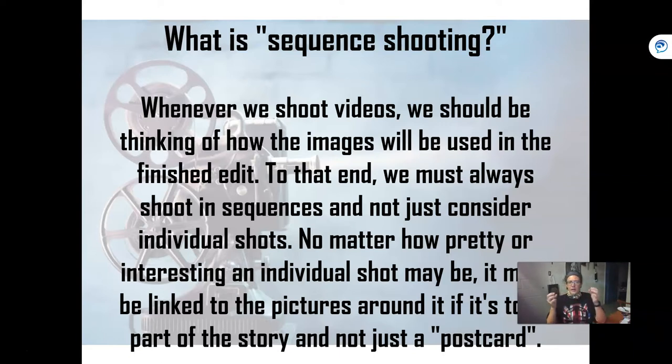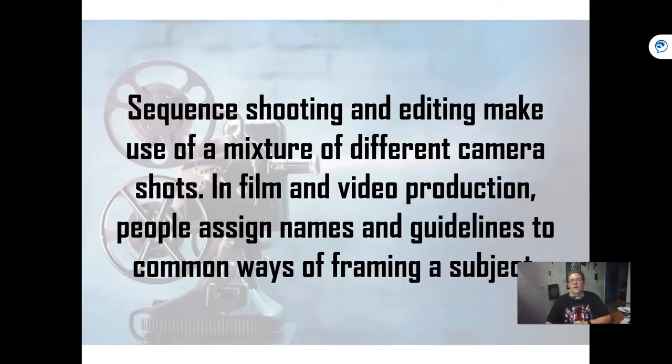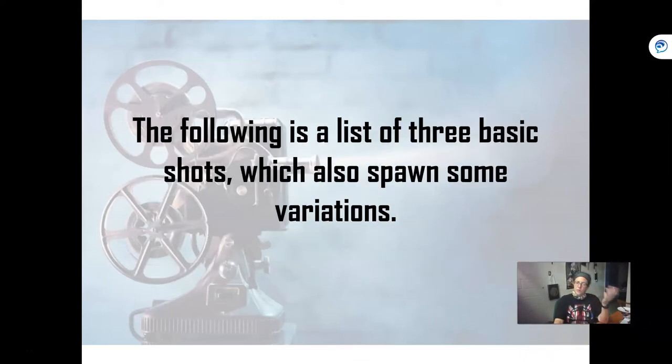So anyway, you have to always shoot sequences and not just consider individual shots. No matter how pretty or interesting an individual shot might be, it has to be linked to the pictures around it in order to be part of the story and not just an individual postcard. Sequence shooting and editing make use of a mixture of different camera shots. In film and video production, people assign names and guidelines to common ways of framing a subject, which is where we get wide, medium, and tight.